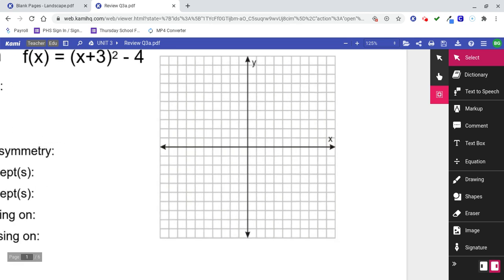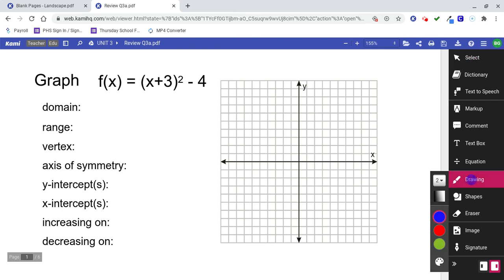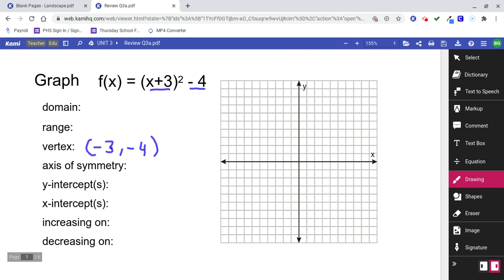Okay, we're going to start with graphing. Seems like it's been forever ago since we did that. But if I was going to graph this thing, I know it's a parabola. It's in vertex form. I can see the vertex is -3, -4. You can see that here and here. So I would graph -3, -4 right there.